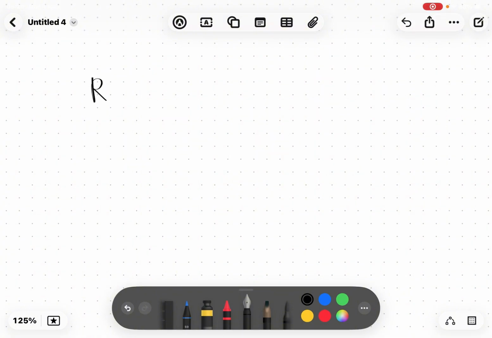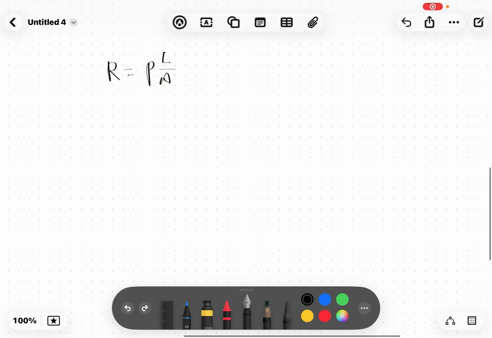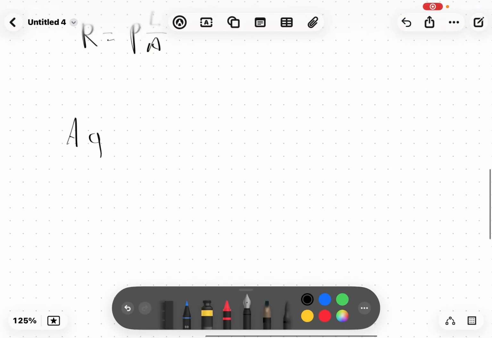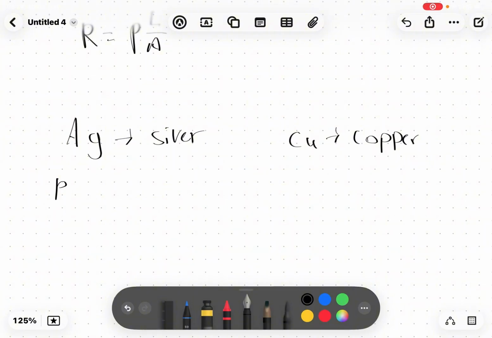So I also made a mistake. I said that this is pressure. It's not pressure, this is resistivity. Each material has its own resistivity. So let's say Ag, which is for silver, and Cu for copper. The resistivity is different, just go check the other video out.